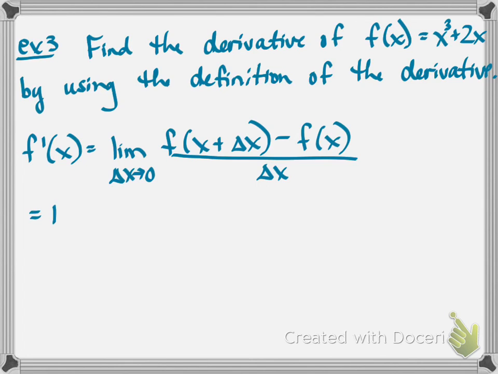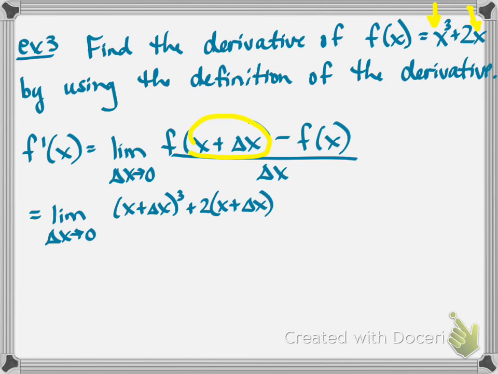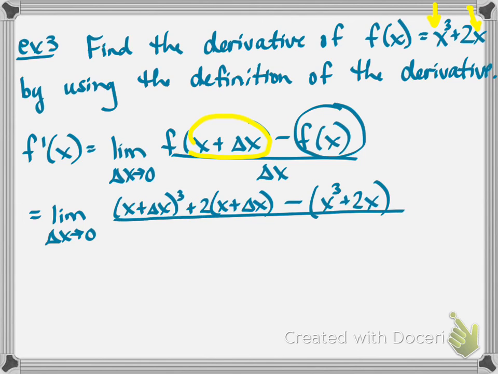So we're going to say it's equal to the limit as delta x approaches 0. We're going to plug all of this in for the x's in the f function. So it'll be x plus delta x cubed plus 2 times x plus delta x minus, now we're going to plug all this into, well, really, all we're going to do is rewrite the f function. So parenthesis, rewrite f of x, all over delta x, equals the limit as delta x approaches 0.